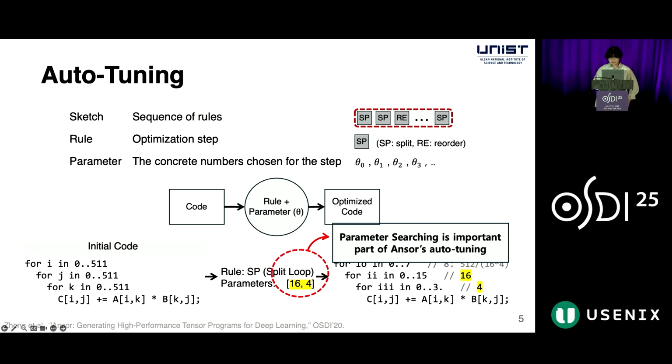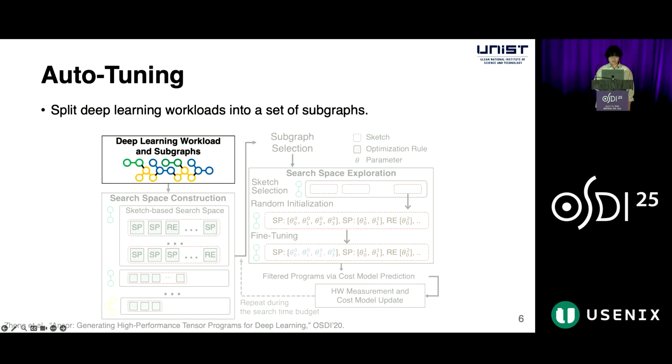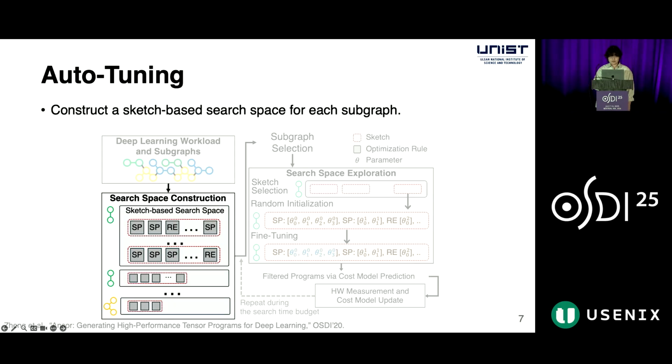And let me briefly introduce Ansor's auto-tuning process. First, Ansor splits the deep learning model into a set of subgraphs. For every subgraph, Ansor first builds a sketch, or high-level template, which is the red dashed box in the slide. Think of each sketch as a set of optimization rules. The catch is that these rules don't have parameters, so Ansor still needs to find the optimized parameters.